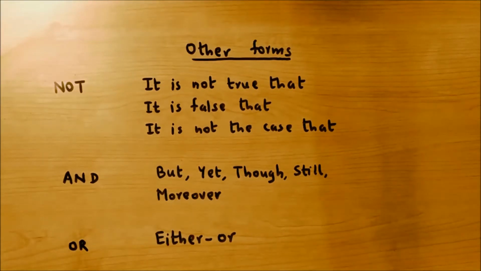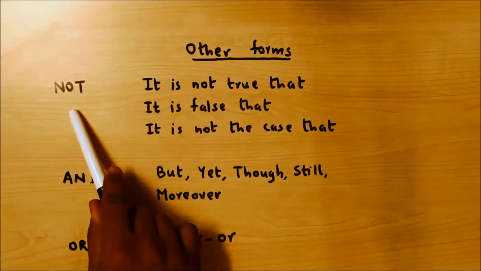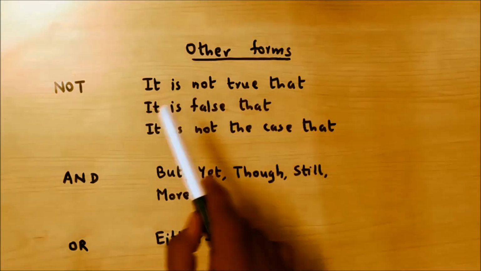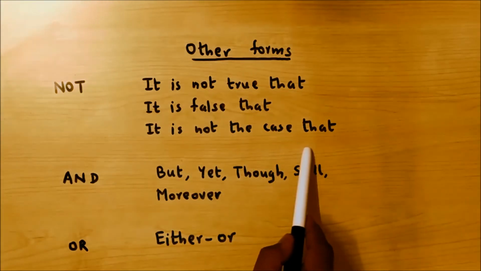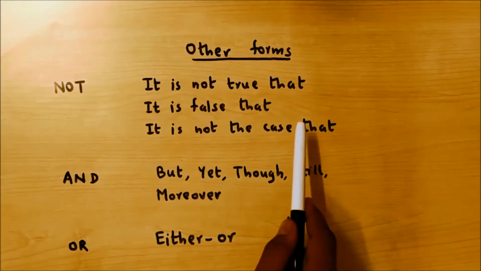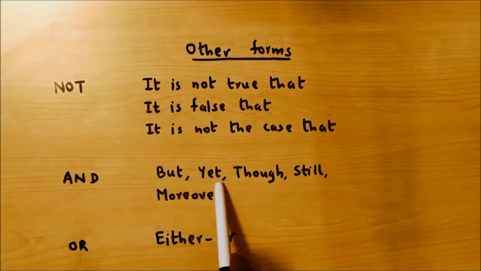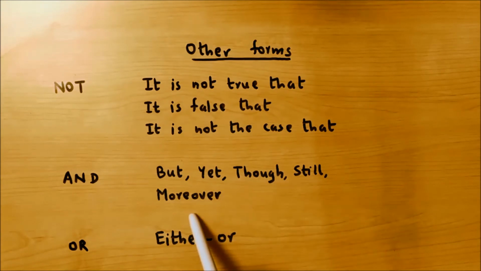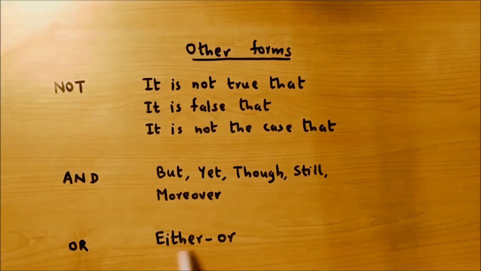Okay, we now talk about the words or phrases which could replace the logical connectives. Now not is many a time replaced by the phrase it is not true that, or it is false that, or it is not the case that. So all these are actually replacements for not. Likewise, but, yet, though, still, moreover, all these words are replacements for and. Likewise, either or is a replacement for or.